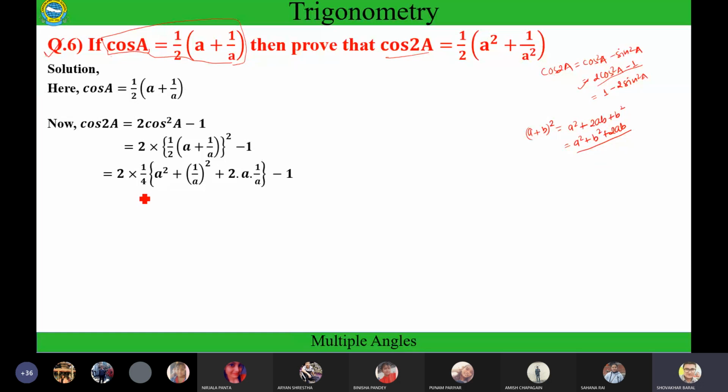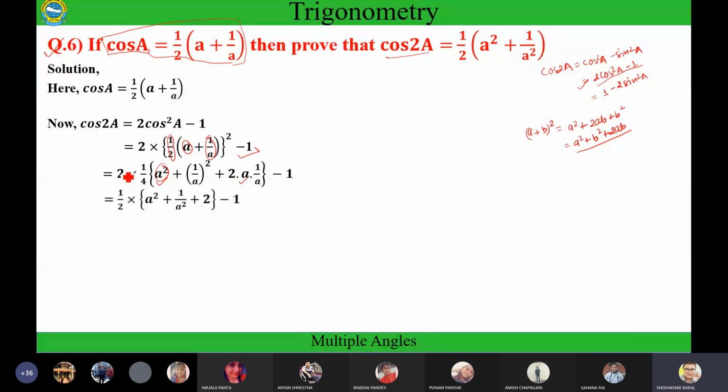Okay, this is a square. See here, 1 by 2 whole square. See here, taking 1 by 2 out of the square, 1 squared is 1, 2 squared is 4, so 1 by 4, and 2 times 1 by 4. I kept the remaining terms inside and expanded the whole square, (a plus b) whole square. This is a, so a square, plus this one is b, so b square. A square plus b square plus 2ab. A is a and b is 1 by a, and minus 1 is the term remaining at last.